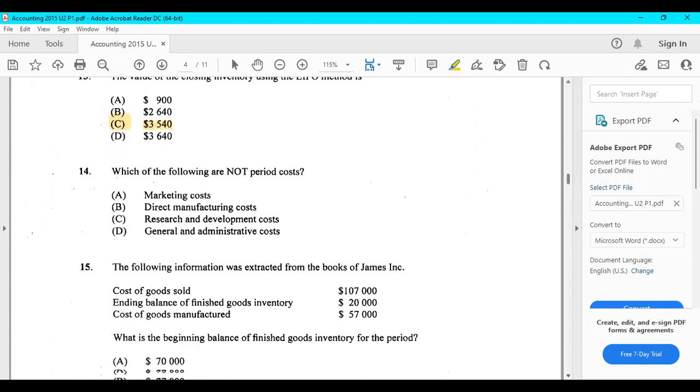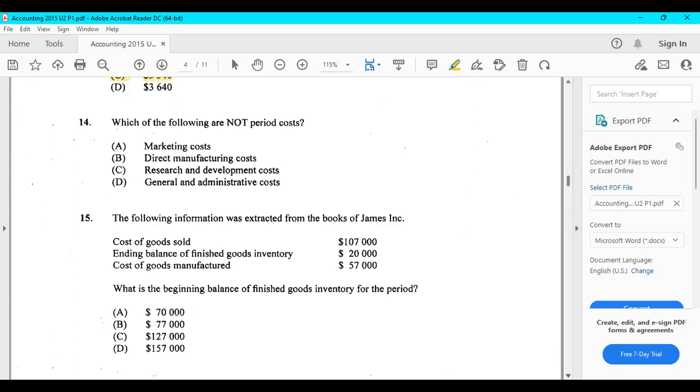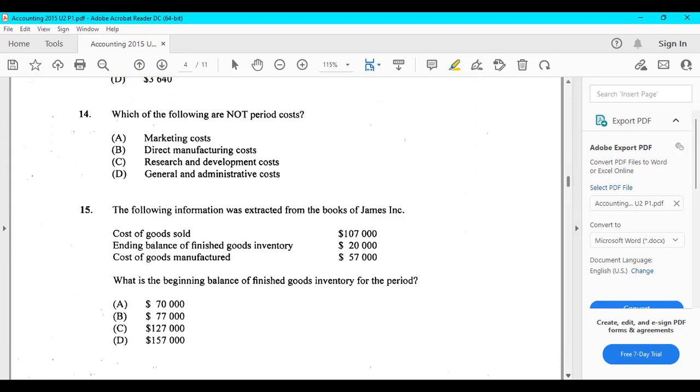All right, two last questions that we'll be looking at. Which of the following is not a period cost? What is period cost? These are costs that have nothing to do with the making of the product in any way. They have nothing to do with factory or plant, same thing. So they are period costs, right?